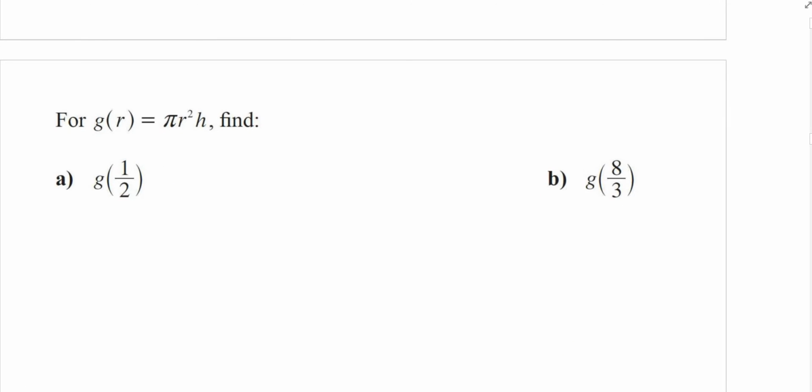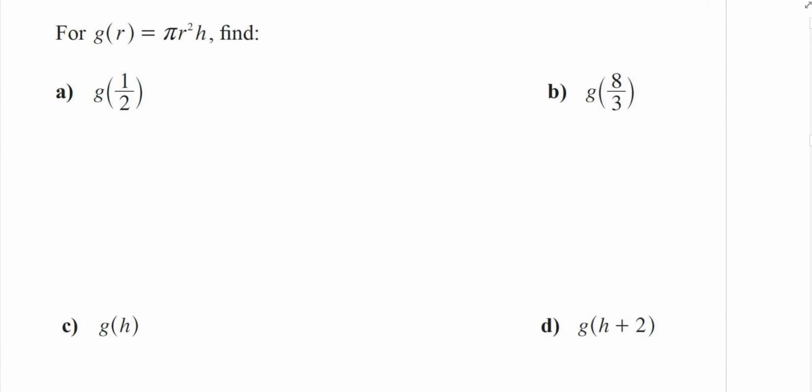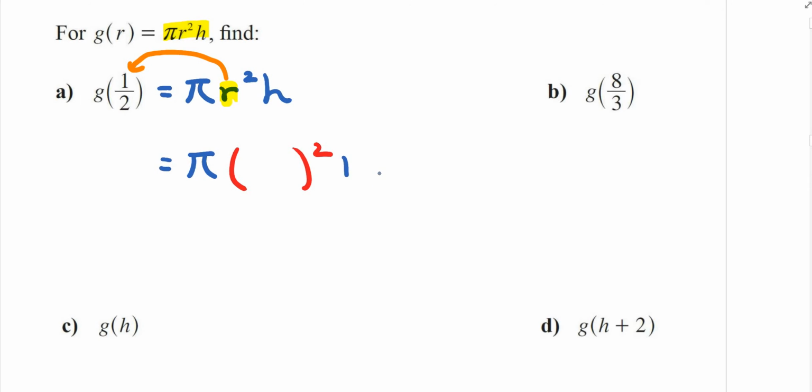Okay, let's move on to question number 10 now. For 10, it's a similar problem, but now I'm given g of r equals pi r squared h. For all these problems, I can make them equal to pi r squared h. Basically your r variable now is being replaced with 1/2 for the very first problem. So this will be pi, and let me put this in brackets here with the squared and then the h.